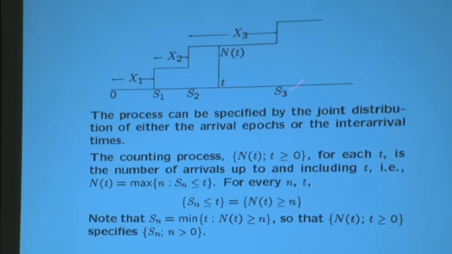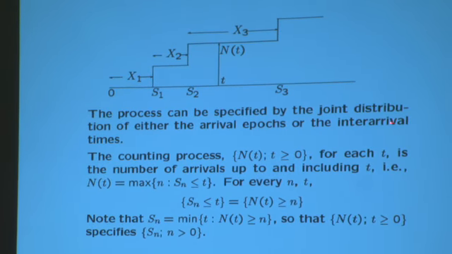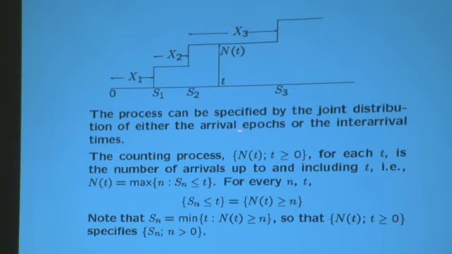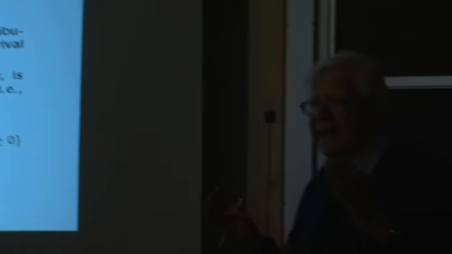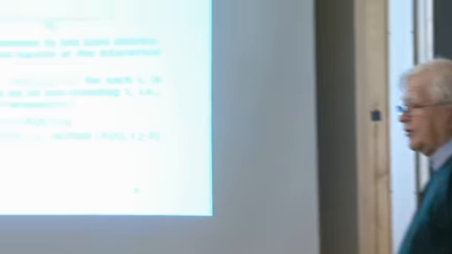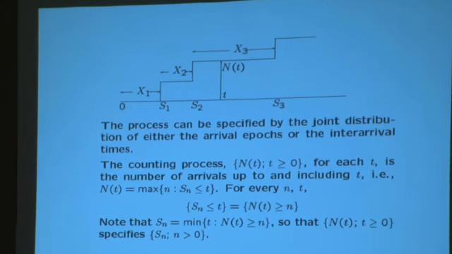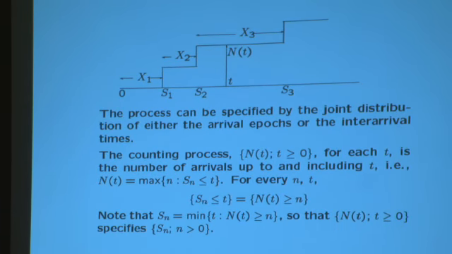Okay, same picture again. The process can be specified by the joint distribution of the arrival epochs or the inter-arrival times, and in fact of the counting process. If you see a sample path of the counting process, then from that you can determine the sample path of the arrival times and the sample path of the inter-arrival times. And since any set of these random variables specifies all three of these things, the three are all equivalent.